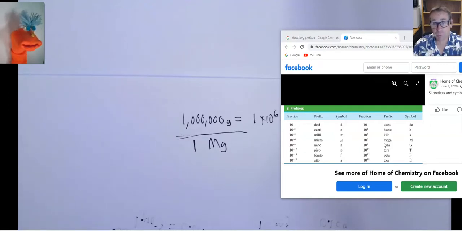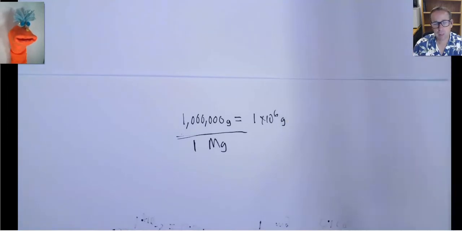Where? Do you know? Do these look familiar? Files? Yeah, computer files. That's right. File sizes, right? Megabytes, gigabytes, terabytes. You hear that all the time. And that's roughly the same reference to these values.